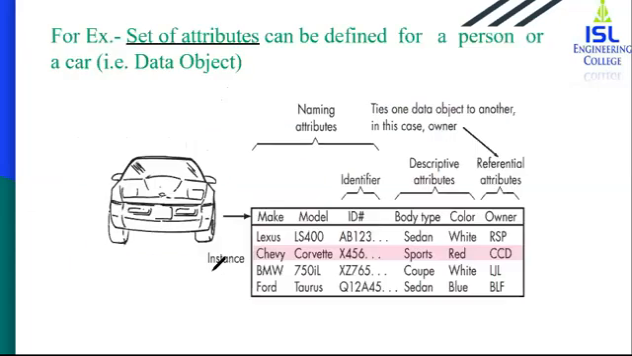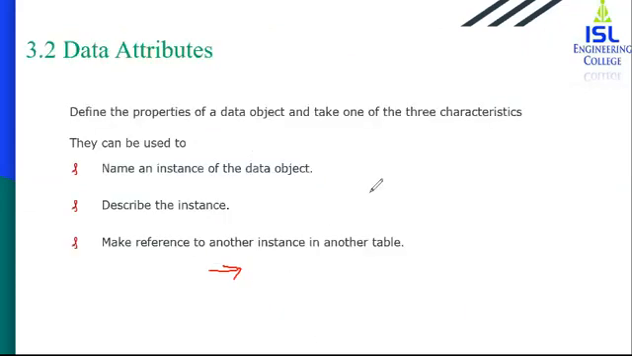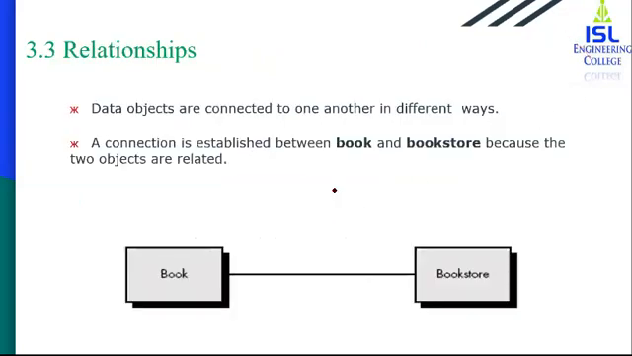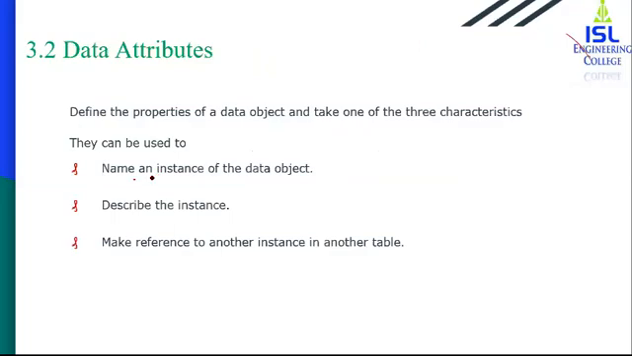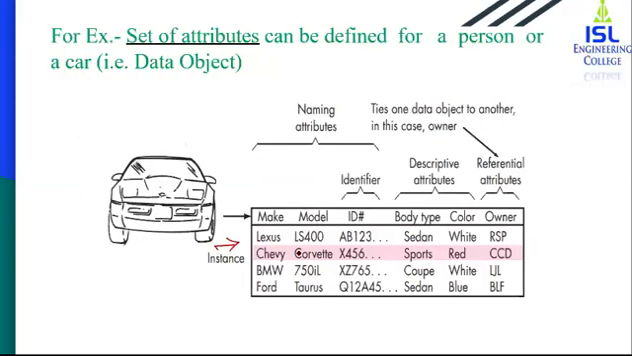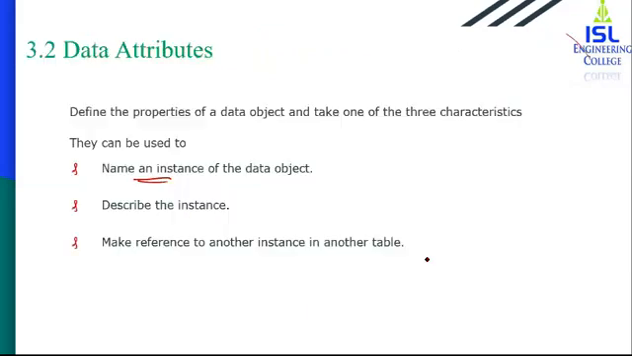Now this is one specific instance for a particular car, a Corvette car. You've got this specific instance, so you're naming one instance of the data object. This is one particular instance. You're naming this particular instance with the maker of the car, the model, the ID number. This is your one instance.